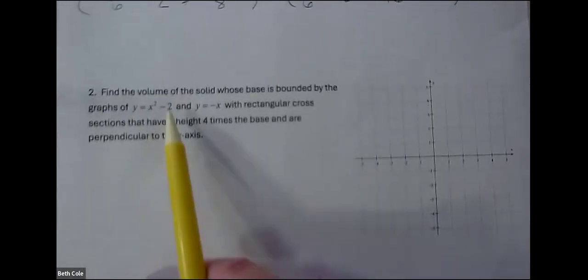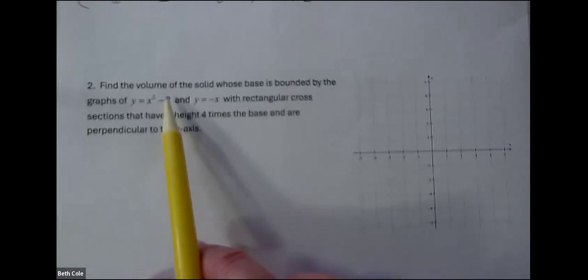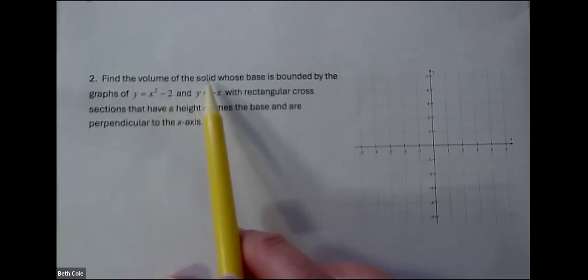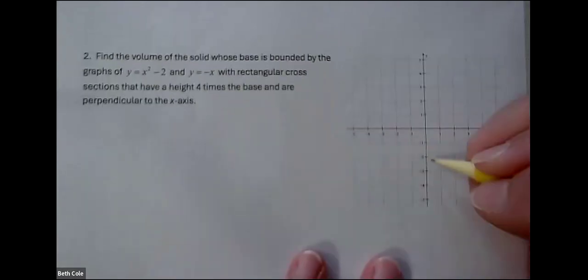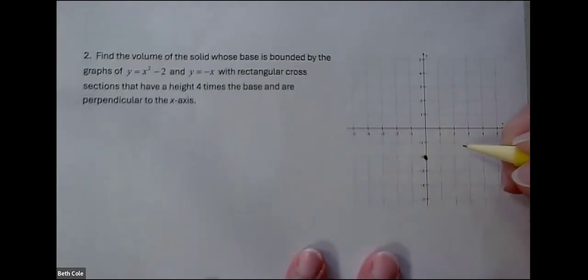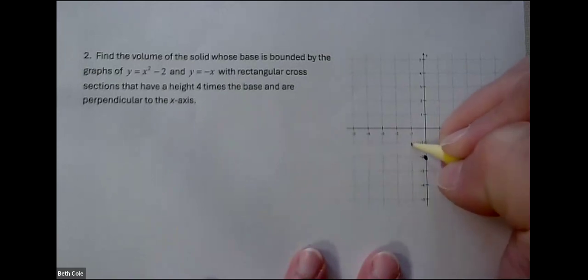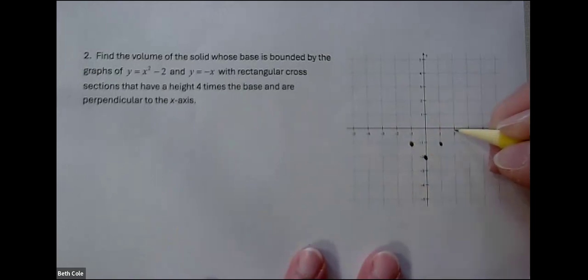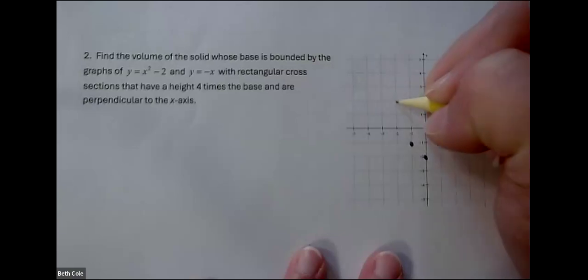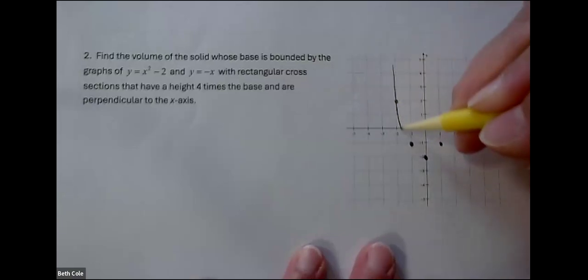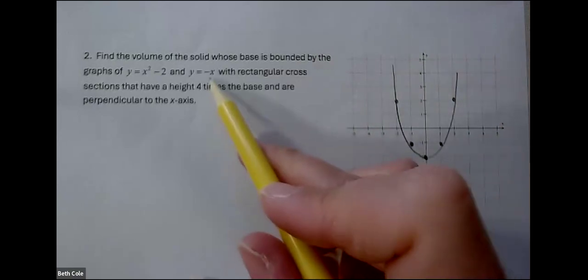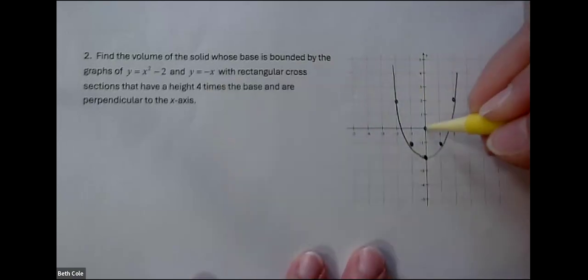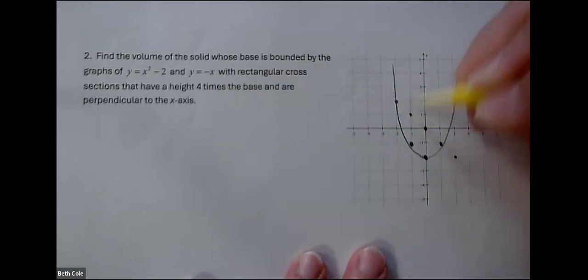All right, this is a volume. It's going to be 3-dimensional. We want a solid whose base is bounded by these graphs. So let's go ahead and graph this. This is a parabola moved down 2. So I'm going to have 0, 2. If I plug in 1, I'm going to get negative 1. And if I plug in 2, I'm going to get 2. And you get the symmetric points as well since it's quadratic. All right, and then the other one, y equals negative x. We're going to start at the origin, have a slope of negative 1.